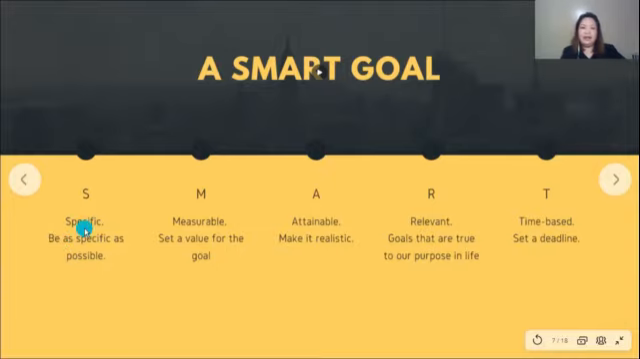Okay? Another characteristic of a SMART goal is that it should be measurable. No? When we say measurable, don't just tell me that I want to build up a financial fund for my child's education. Okay, how much is it going to be?